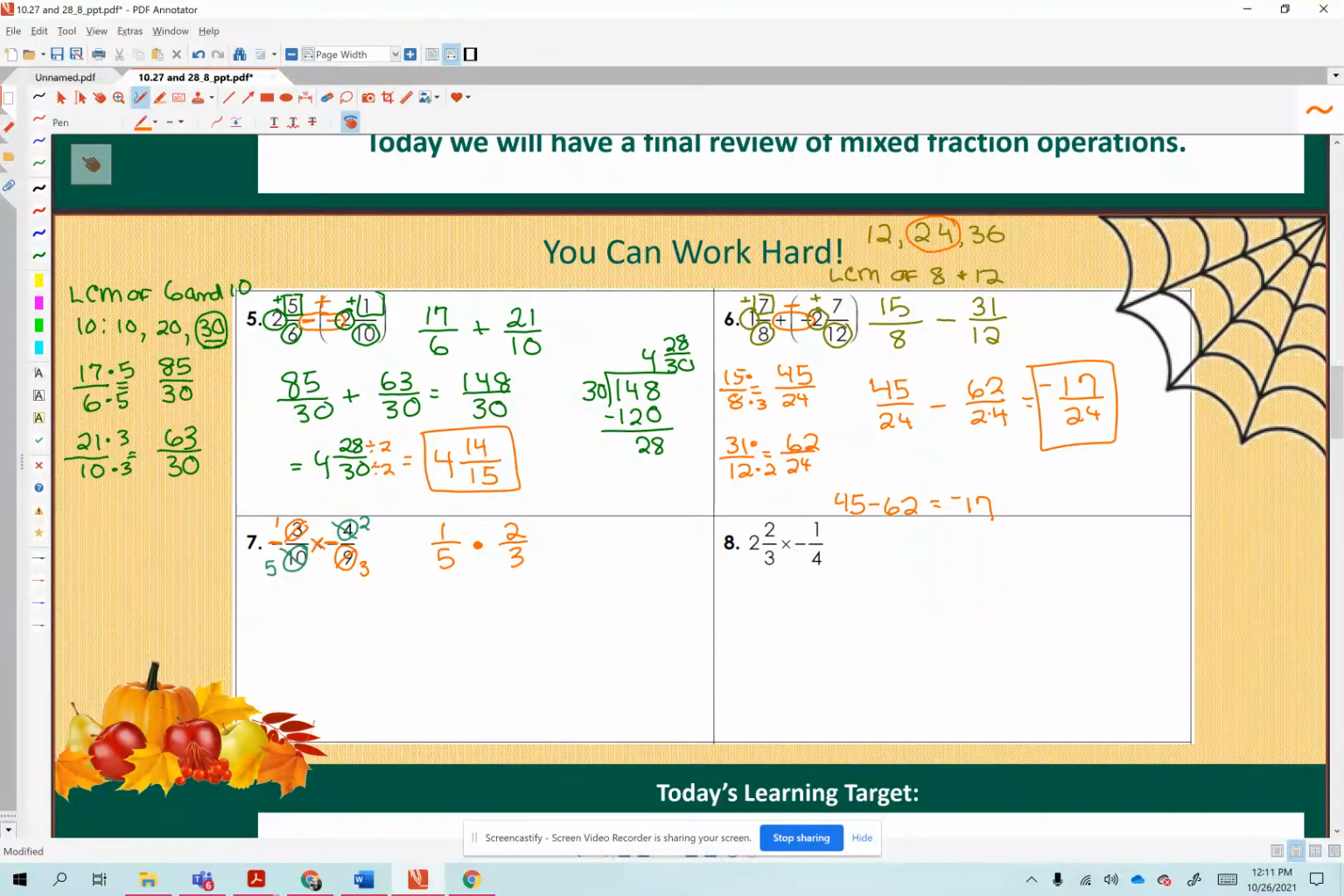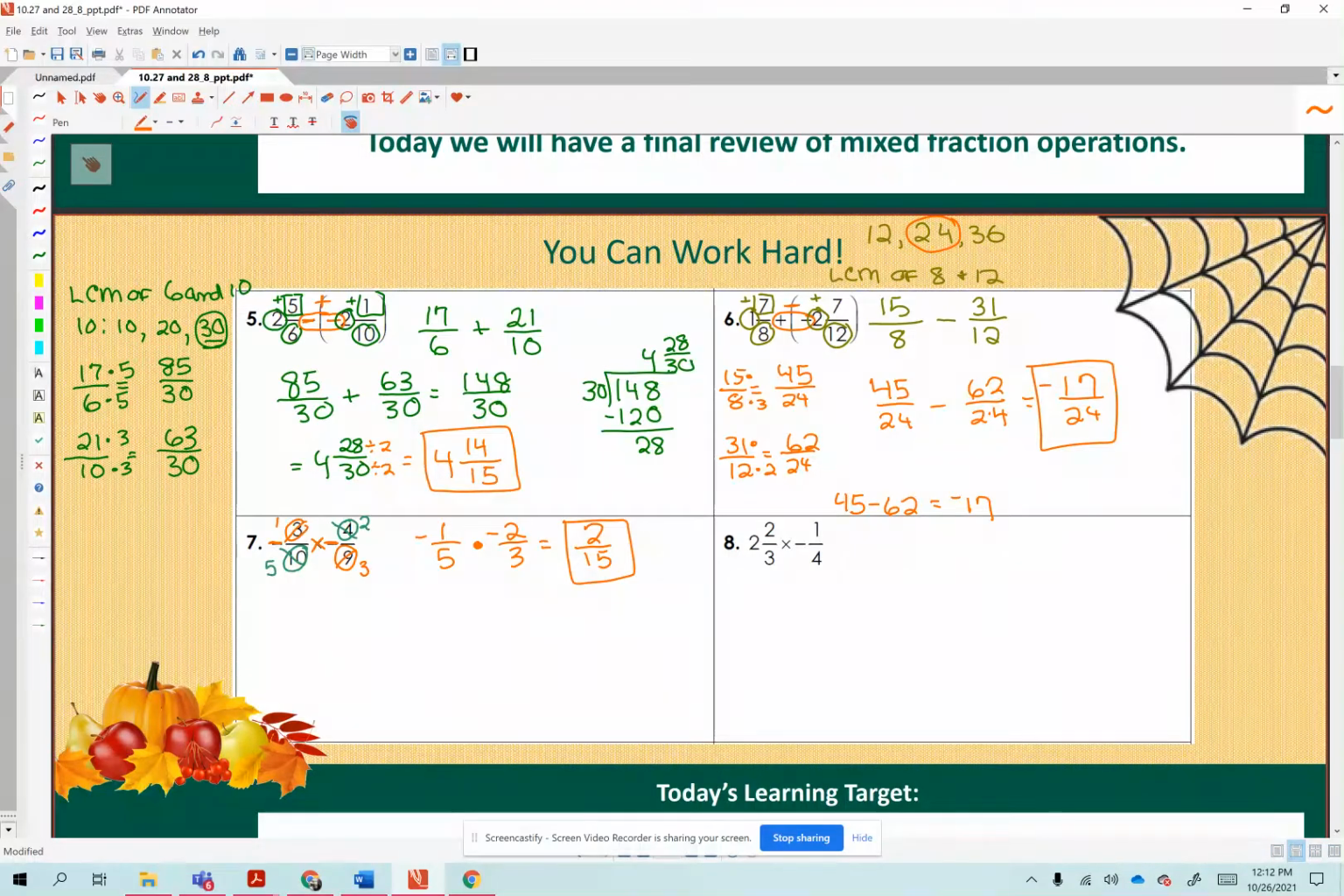And these are both negative, but I will have a positive answer. So 1 times 2 is 2, 5 times 3 is 15, and I cannot simplify that answer any further. So that is our final answer.